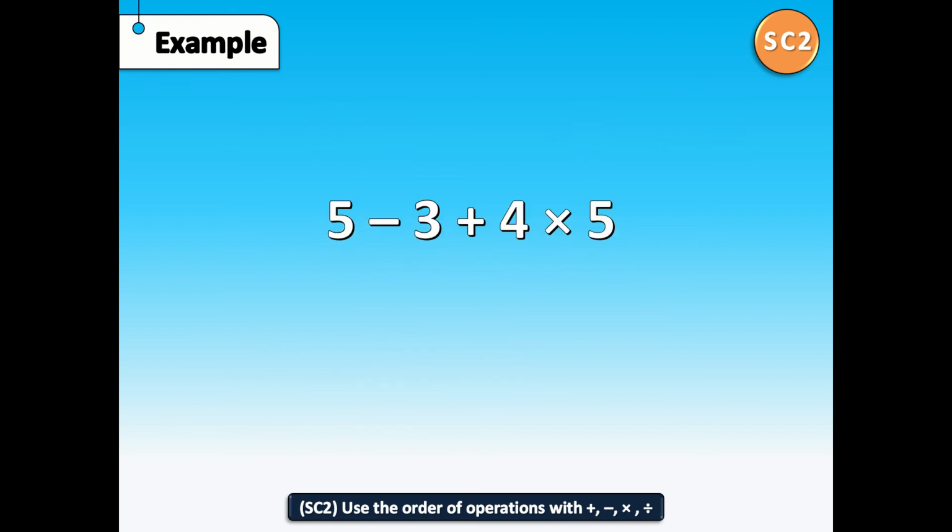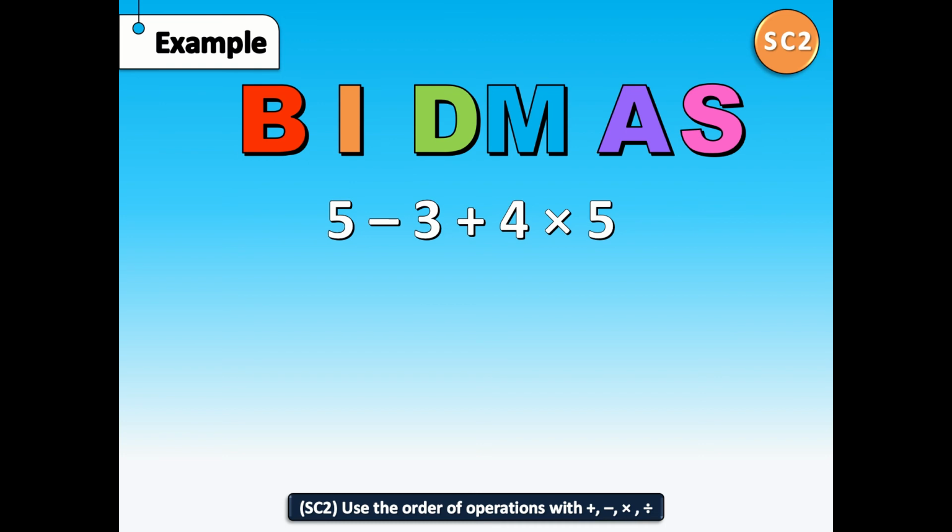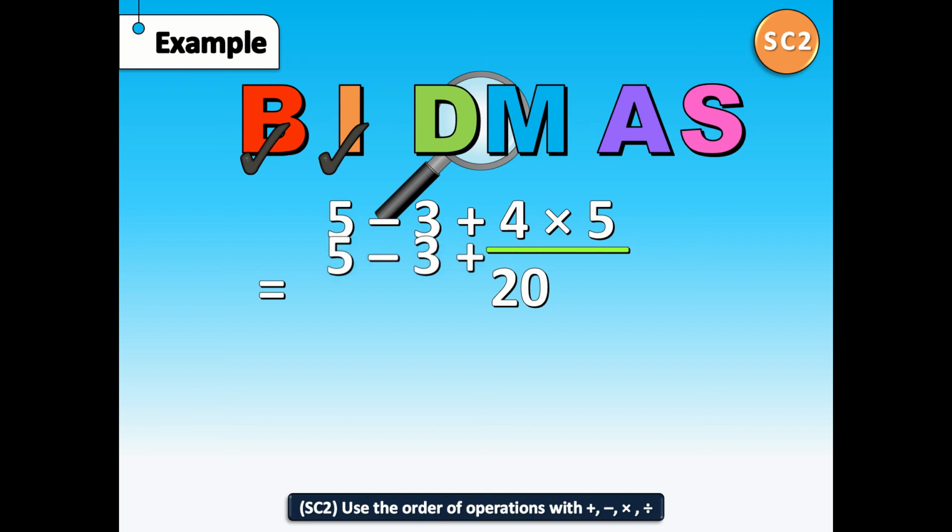Let's have a look at this question. So we're going to use BIDMAS. Well, there's no brackets, there's no indices, but there is multiplication. So that's what we do first. So we do 4 times 5, which is 20, and bring down everything else.